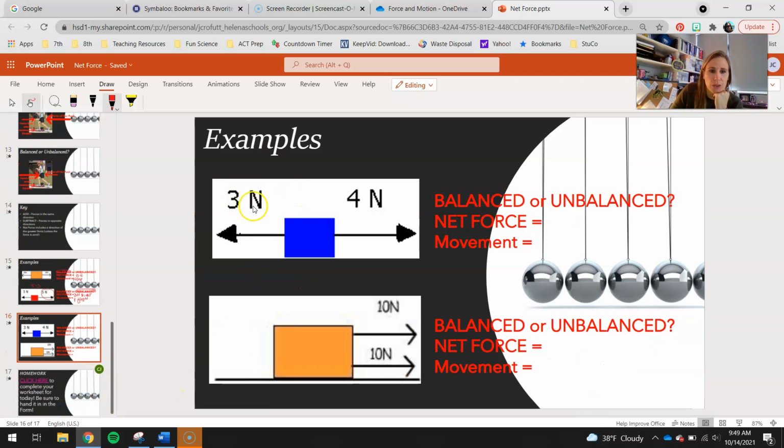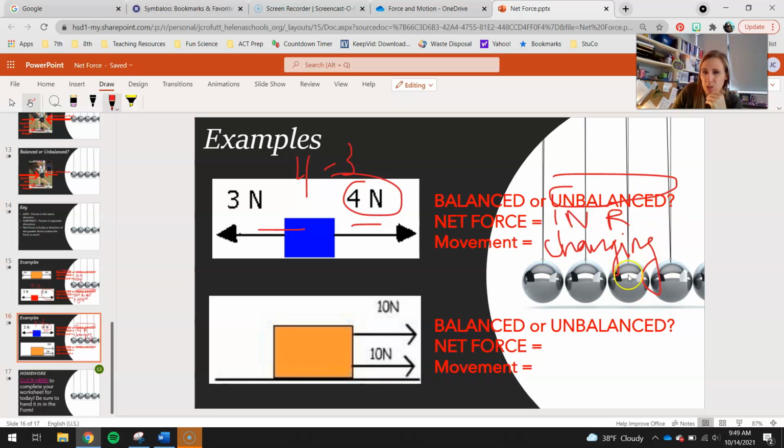Okay, this one we've got 3 to the left, 4 to the right. So this is your larger one. They're in opposite directions, so we're going to subtract them. 4 minus 3, your net force is going to be 1 newton, and we're going to take that to the right. It's unbalanced. And our movement is again going to be a changing velocity. We're going to see it increase in speed or change direction, depending on what it was doing before. So we'll just consider it a changing velocity.